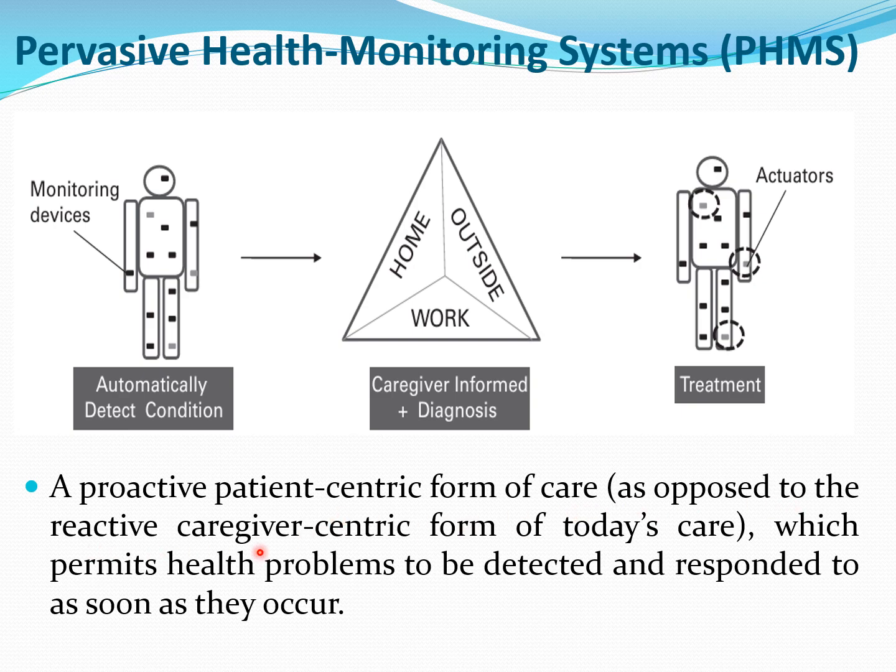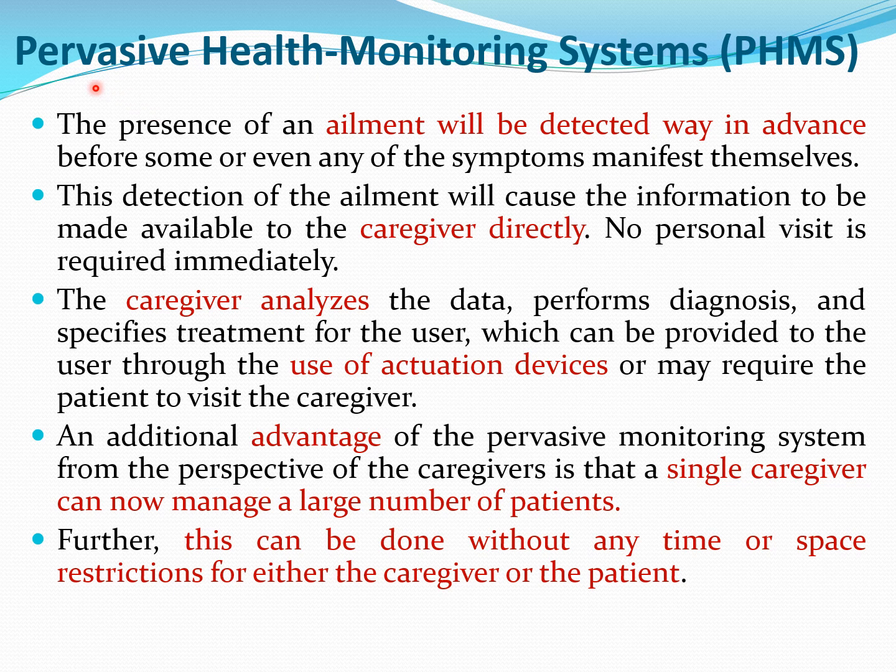as opposed to the reactive, caregiver-centric form of today's care, which permits health problems to be detected and responded to only as soon as they occur. In the case of pervasive health monitoring system, the presence of an ailment will be detected well in advance, before some or even any of the symptoms manifest themselves. This detection of ailment will cause the information to be made available to the caregiver directly. No personal visit is required immediately.